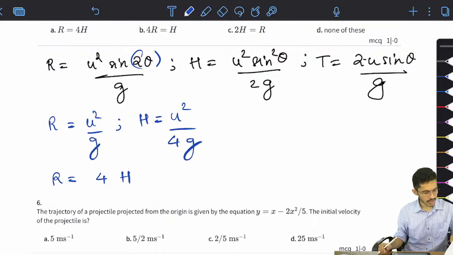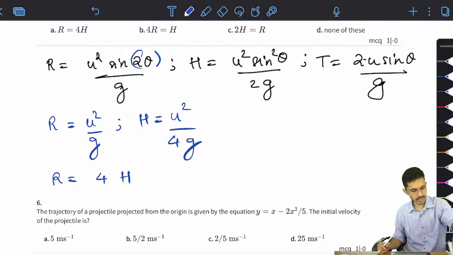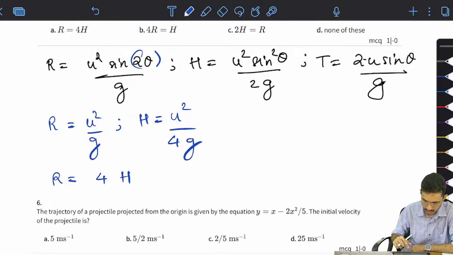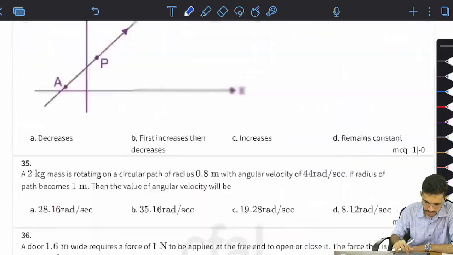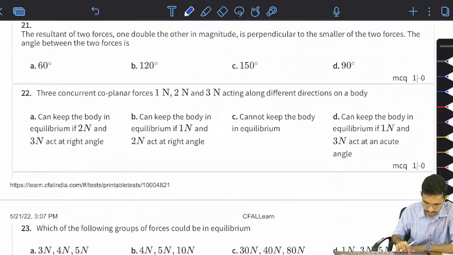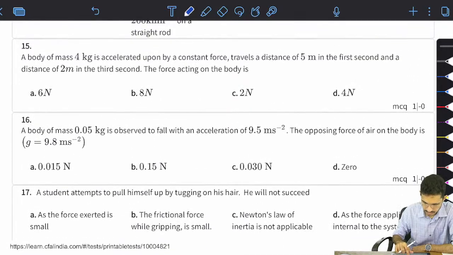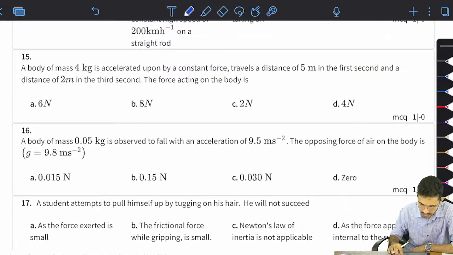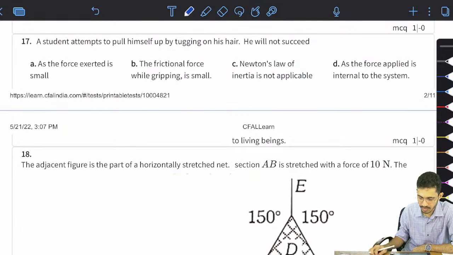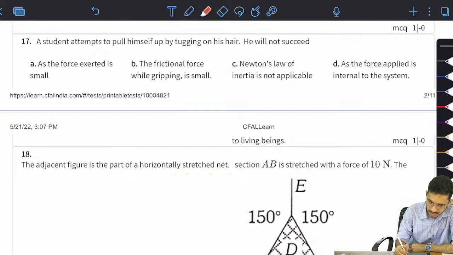Next, let's look at some problems from dynamics. Let's look at the 17th question. This is a conceptual question. A student attempts to pull himself up by tugging on his hair. He will not succeed because... Out of the 4 reasons, which of the following is the right one? I consider this conceptually a very important question.